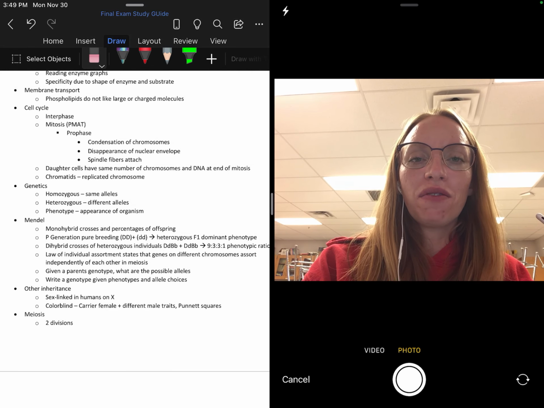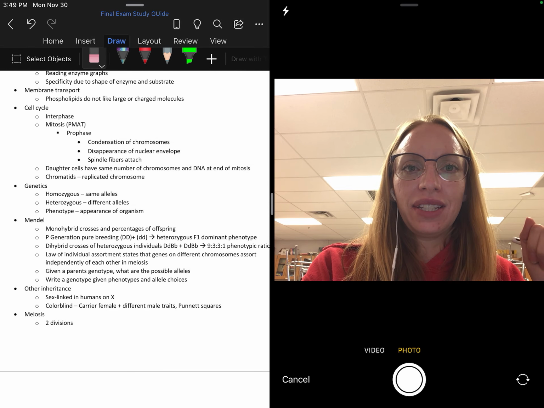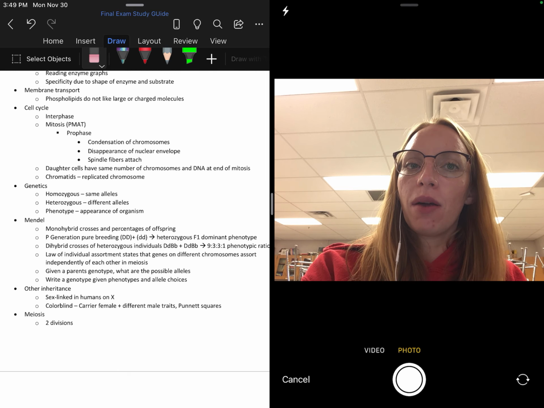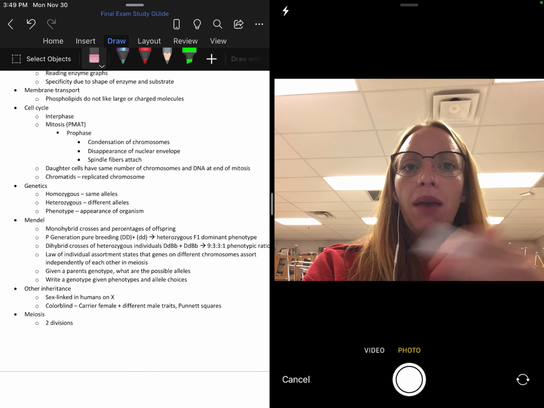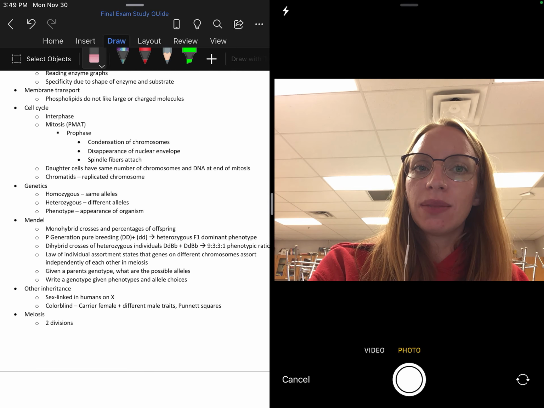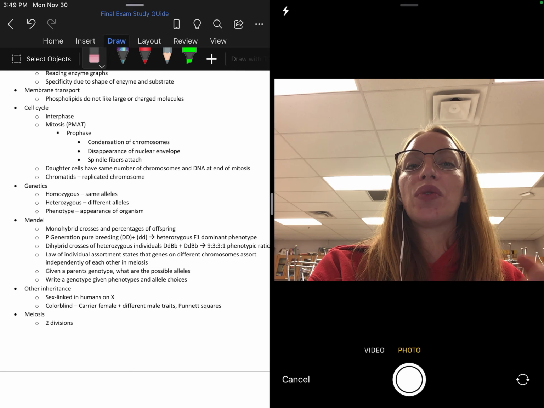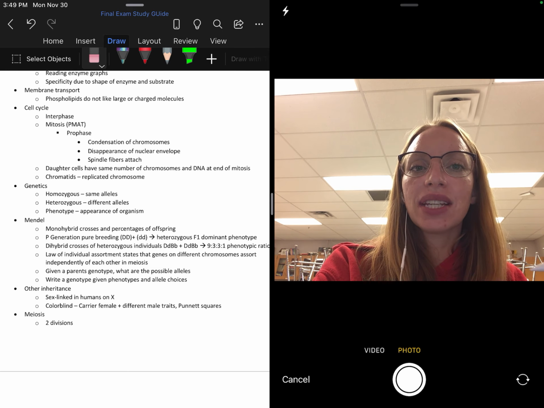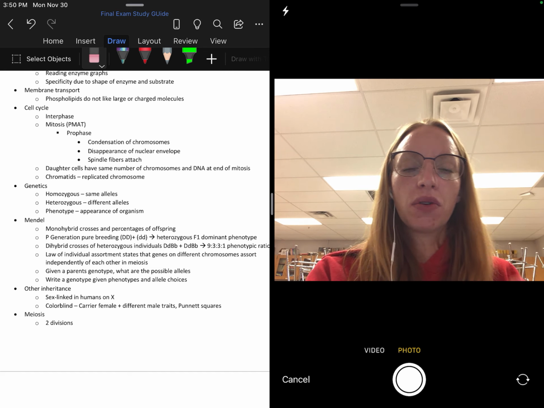All right, part 2 of your multiple choice for your final exam. Genetics. You need to know a couple of keywords. These are basically like vocabulary words. Can you pick them out? Homozygous means you have the same alleles. An individual that is heterozygous has different alleles, and your phenotype is the appearance of the organism.